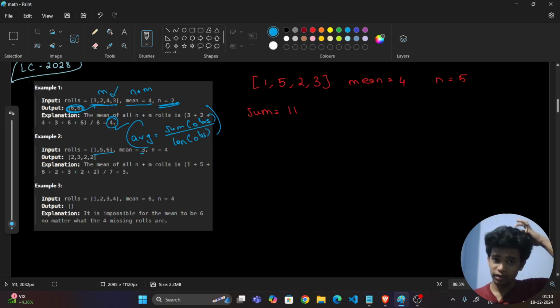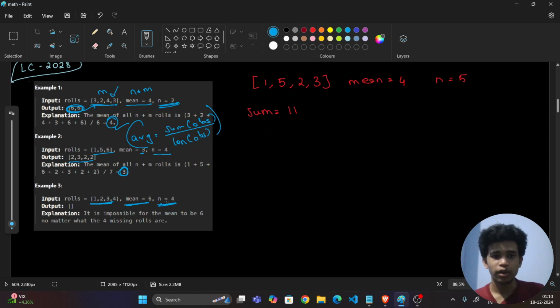Here the mean is 3, and the total number of values we want to find is 4. Now observe this carefully. When I add 2, 3, 2, 2, then my mean becomes 3. Now this is the important observation. In the next example, the observations are 1, 2, 3, 4, and the mean is 6, and they are asking n as 4. So the missing values are 4. Now just understand this carefully.